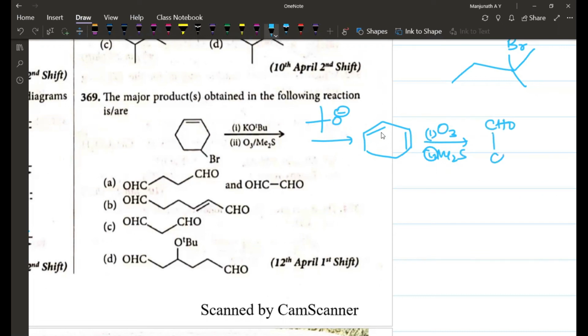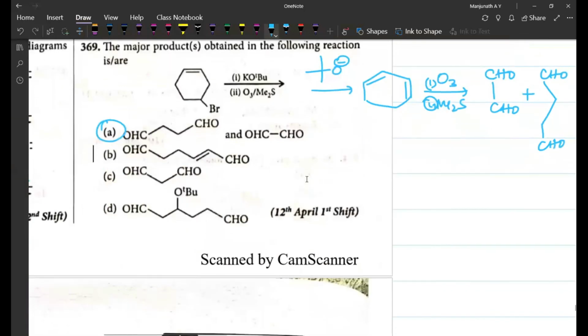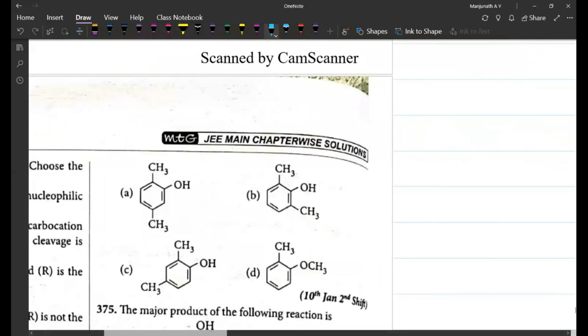CHO plus CHO. So option A. This is the product. Yeah, good. So full clarity and speed both are needed. So you are requested to develop that. Okay.